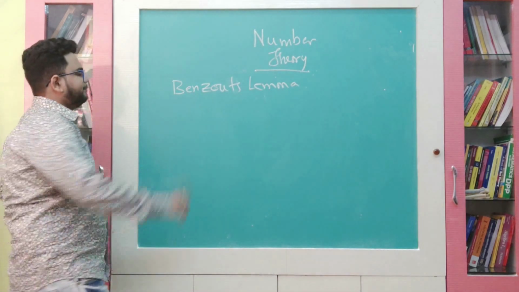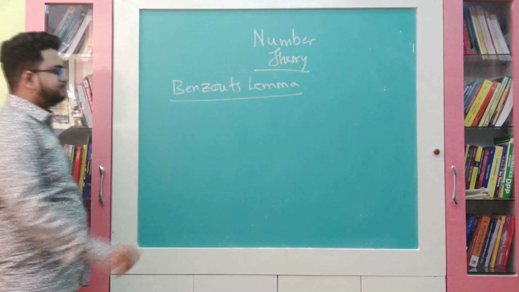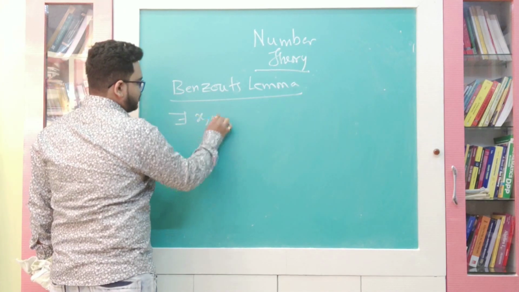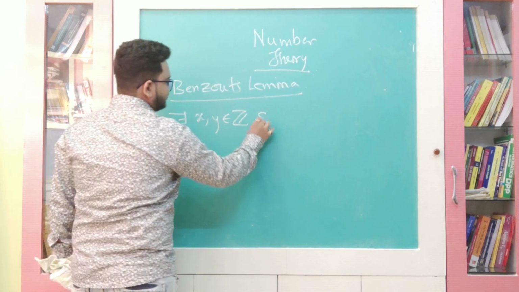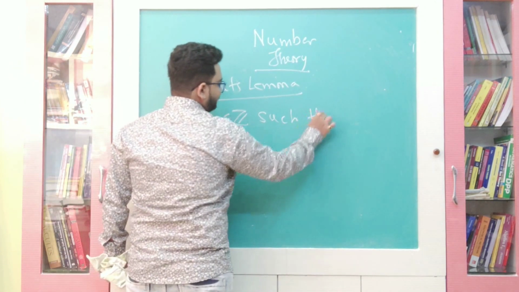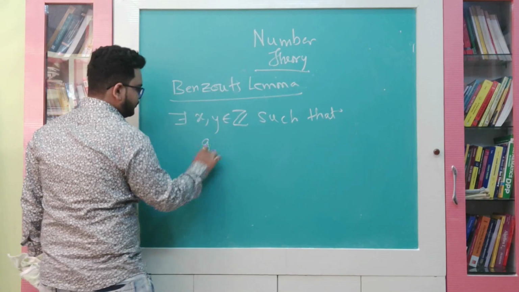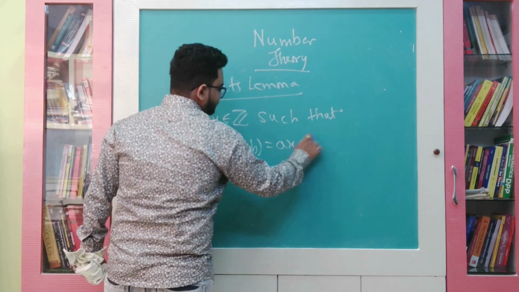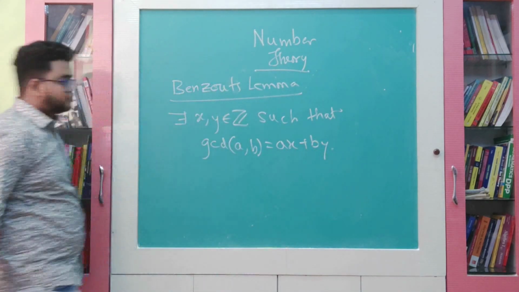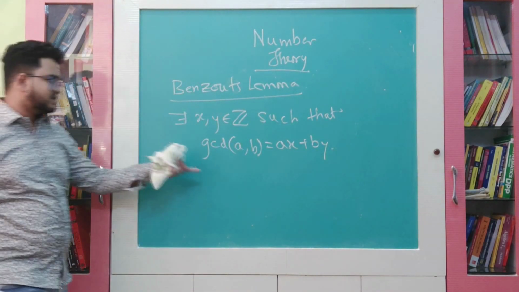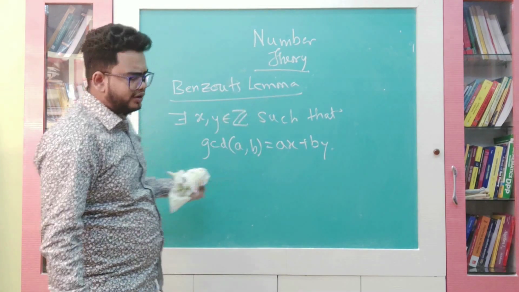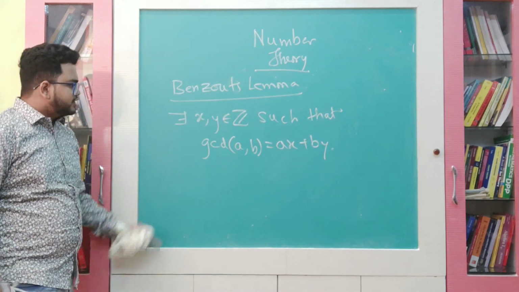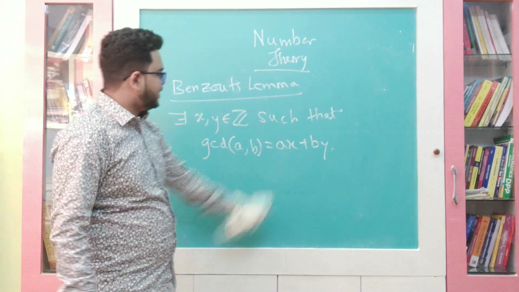So Bezout's lemma says there exist x, y belonging to Z such that GCD of A, B is AX plus BY. This is very useful for solving many Olympiad problems, and many problems the further you go in mathematics as your major. So it says that GCD of A, B is AX plus BY.